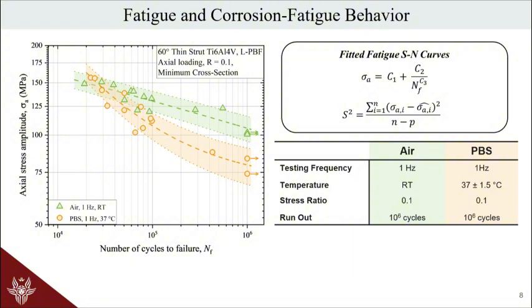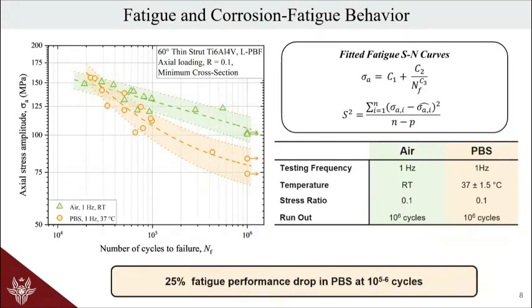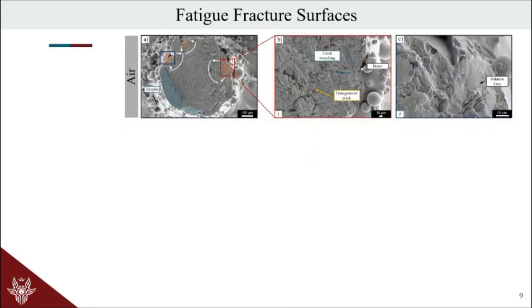The results show pretty evident differences between air-tested specimens and PBS-tested specimens in the fatigue experimental data, particularly a 25% drop at 10⁵ to 10⁶ cycles. So it's pretty clear that there is an effect of the environment, and we need to understand how and why this effect happens, and what kind of dynamics might change between air-tested specimens and PBS-tested specimens. And this has been done by investigating the fatigue fracture surfaces.